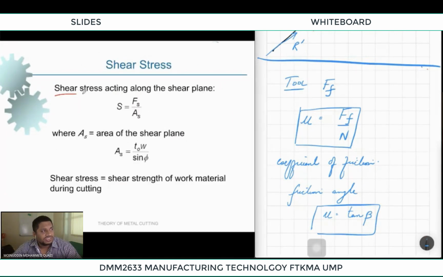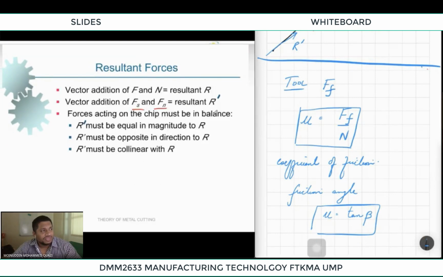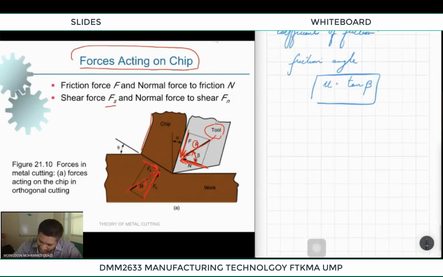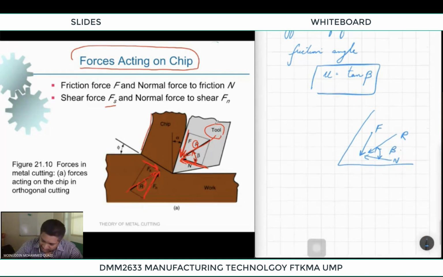Now shear stress acts along the shear plane. As I said earlier, this is my tool. On my tool, we have friction force F, and we have normal force N. Then we've got the resultant force R, and the angle between the resultant force and normal force is called beta. Friction force can be calculated using the friction coefficient formula. This is for the tool.